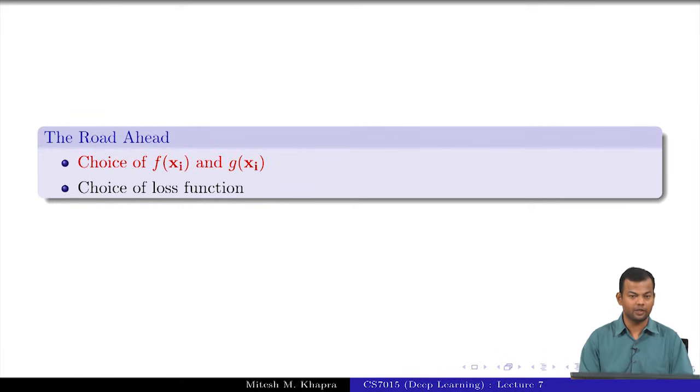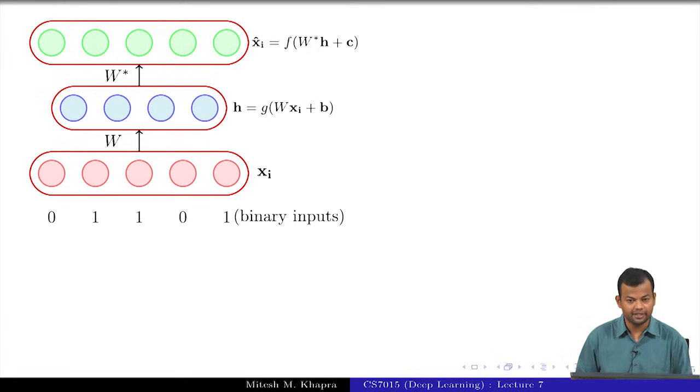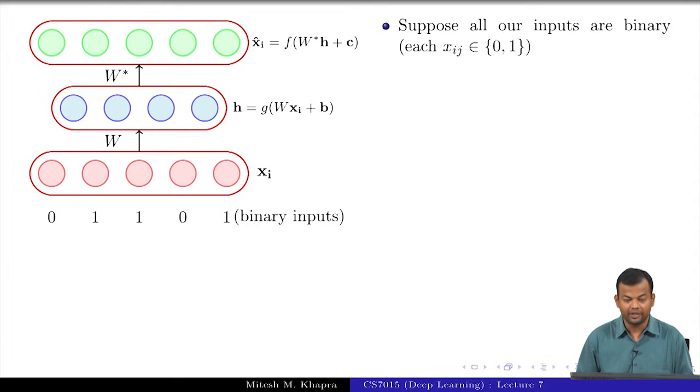First let's start with the choice of f and g. We'll consider two cases. One case when your inputs are binary, and the second case when your inputs are actually real numbers. First we look at the binary case.